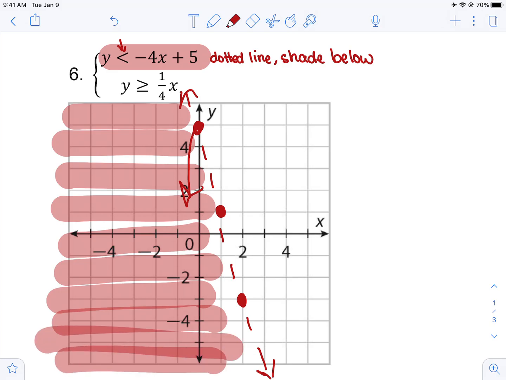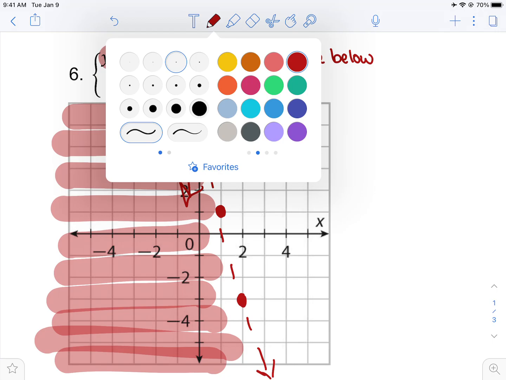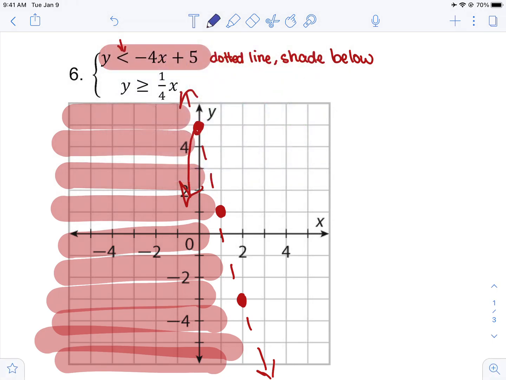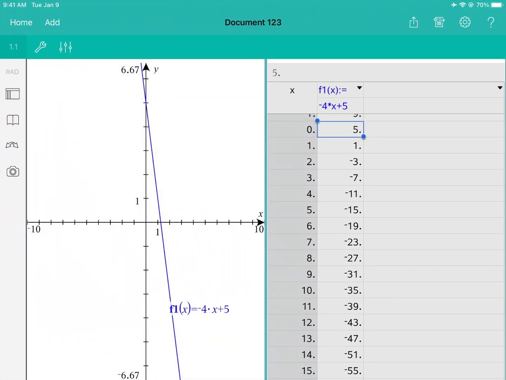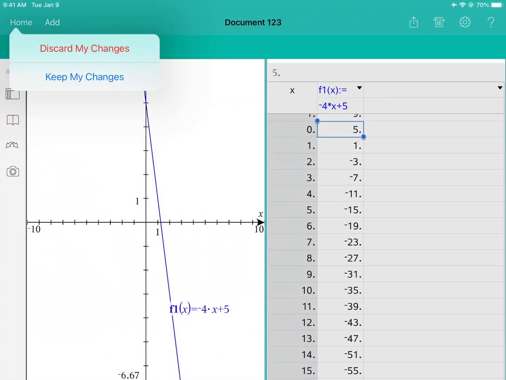Okay. Now I'm going to switch my pen color. So let's do this dark blue, so hopefully it stands out. And I'm going to do the same thing and repeat the process for this next one. Okay, so I'm going to graph this in the calculator, 1/4 x. So I go back to my calculator. I'm just going to start over and get a new table or a new graph.